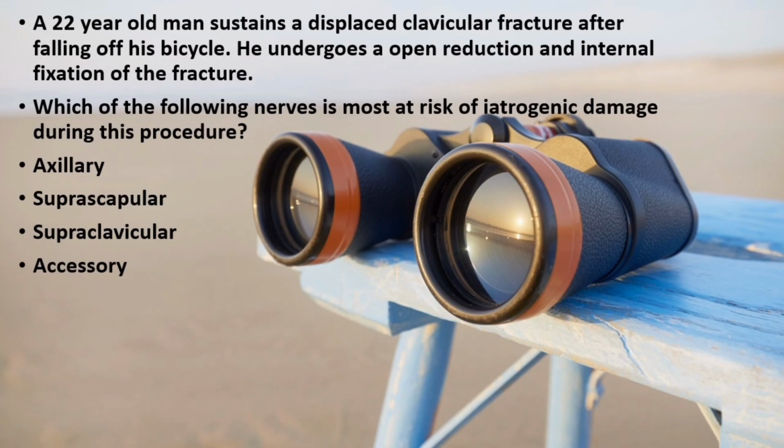A 22-year-old man sustains a displaced clavicular fracture after falling off his bicycle. He undergoes an open reduction and internal fixation of the fracture. Which of the following nerves is most at risk of iatrogenic damage during this procedure? Axillary, suprascapular, supraclavicular, accessory.